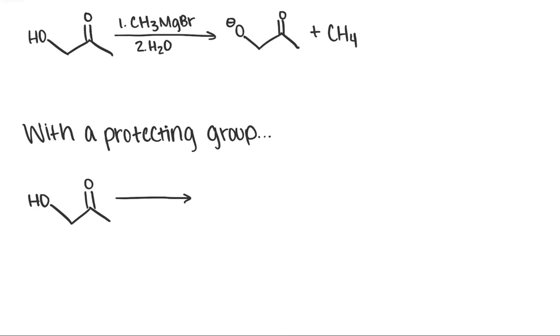We're going to first add TBDMSCl, which is just a special type of protecting group. So what that is going to do is essentially replace the proton of our alcohol group, allowing us to go through and do our Grignard reaction.